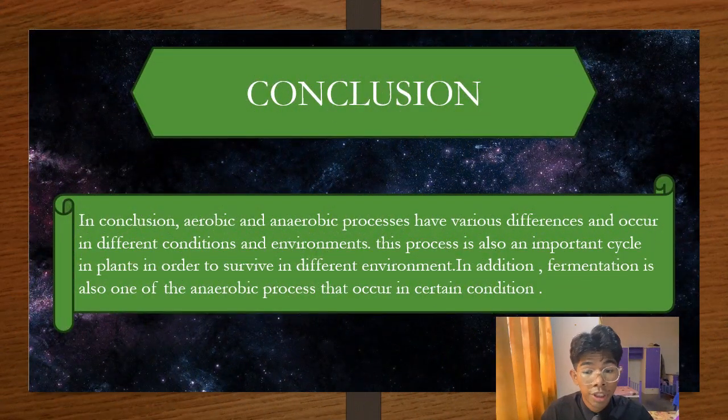In conclusion, aerobic and anaerobic processes have various differences and occur in different conditions and environments. This process is also an important cycle in plants in order to survive in different environments. In addition, fermentation is also one of the anaerobic processes that occur in certain conditions.